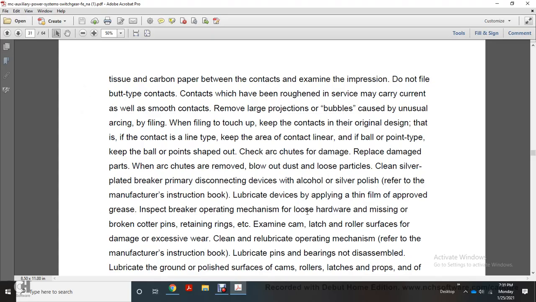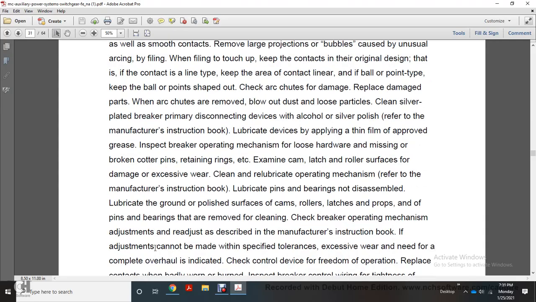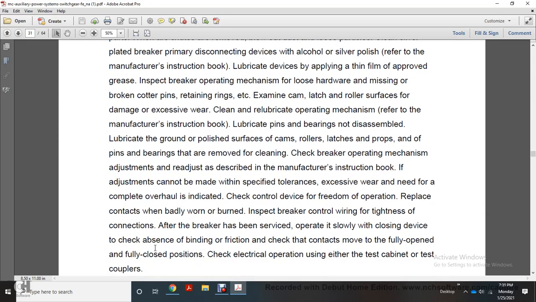Inspect the breaker operating mechanism for loose hardware and missing or broken cotter pins and retaining rings, and examine the cam, latch, and roller surfaces for damage or excessive wear. Clean and re-lubricate the operating mechanism. Refer to the manufacturer's instruction book. Lubricate pins and bearings not disassembled.